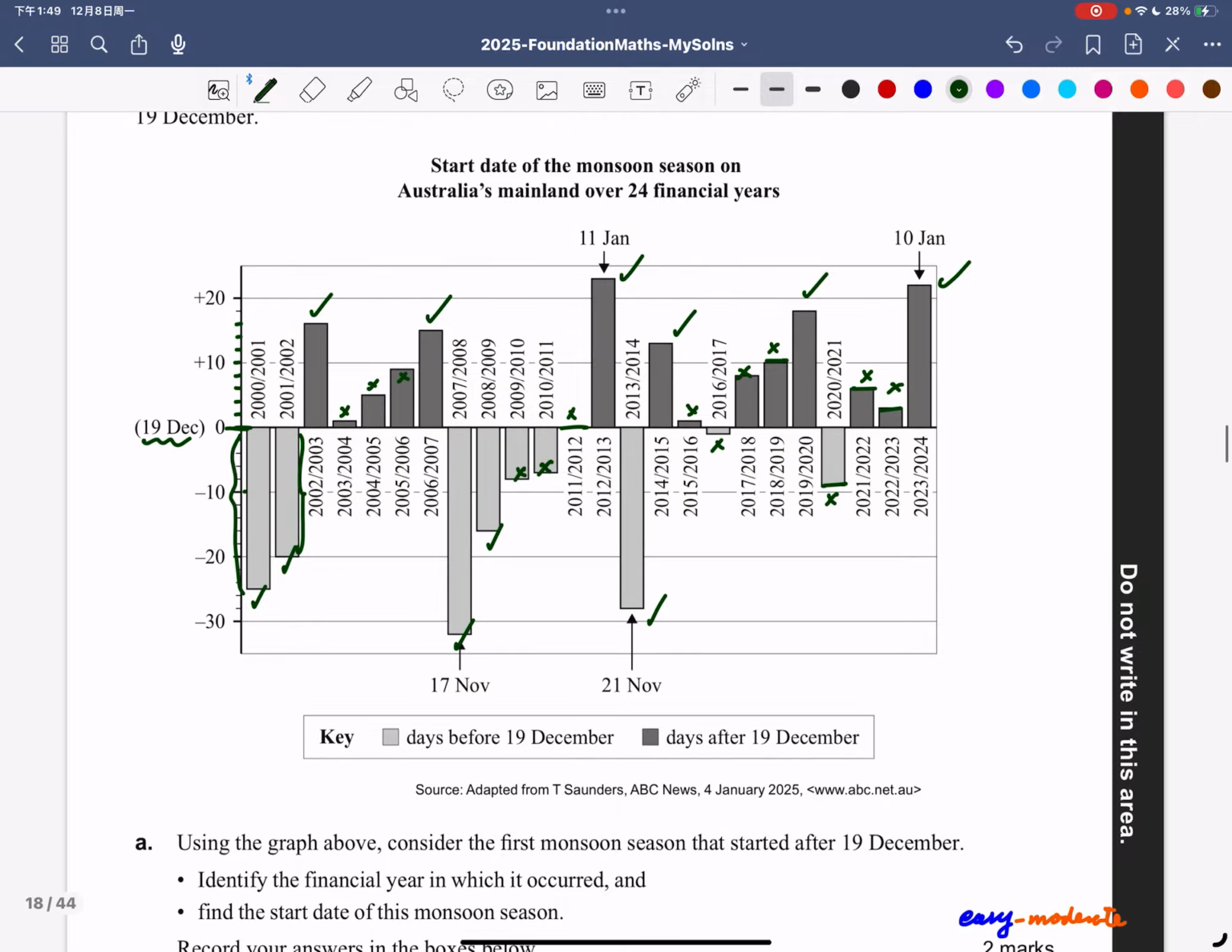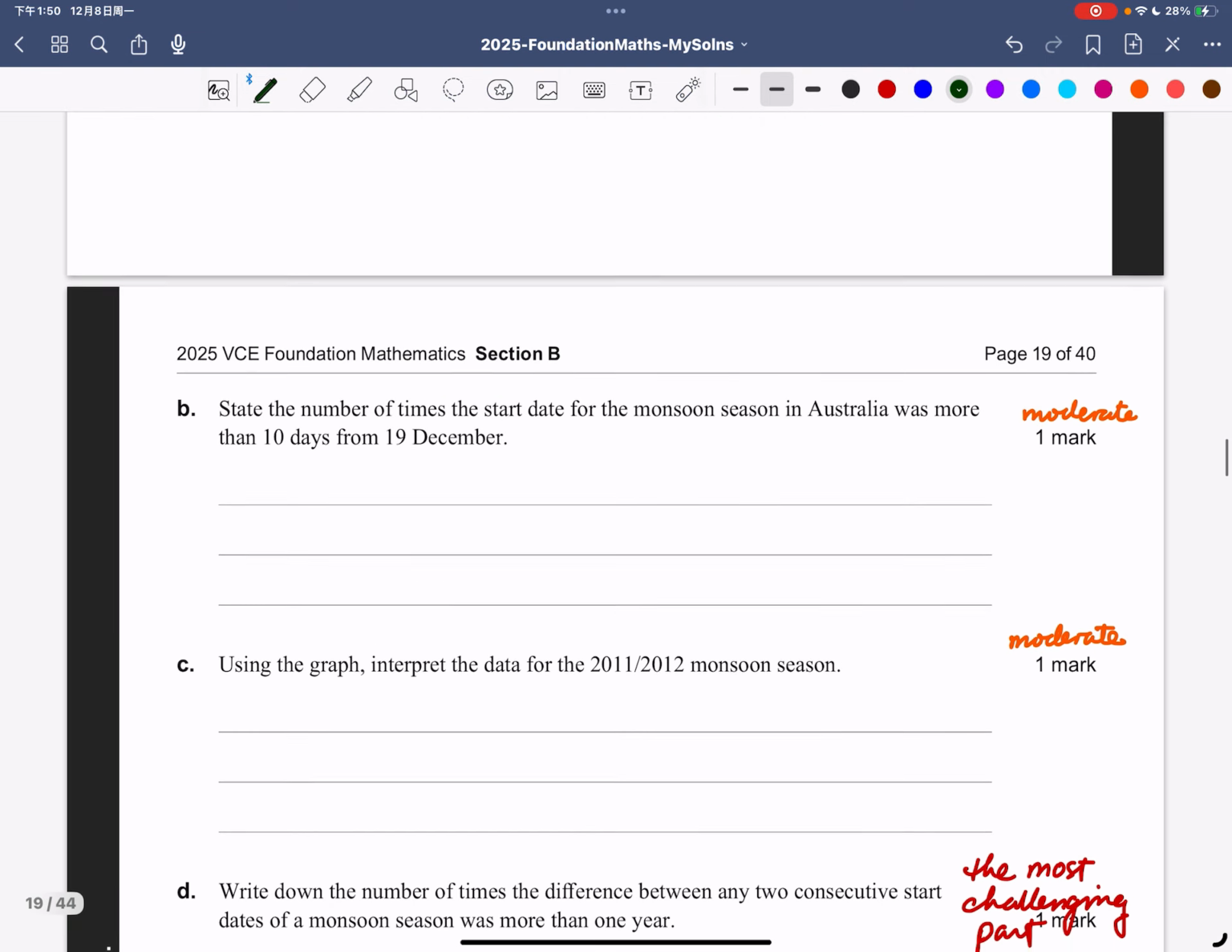Tick. So let's have a look. 1, 2, 3, 4, 5, 6, 7, 8, 9, 10, 11. So there are 11 times, I would say.